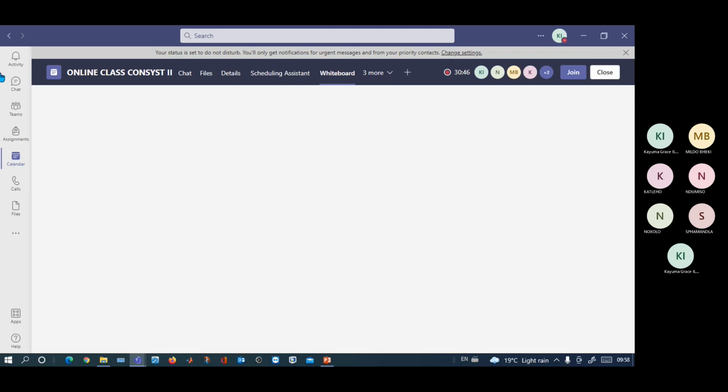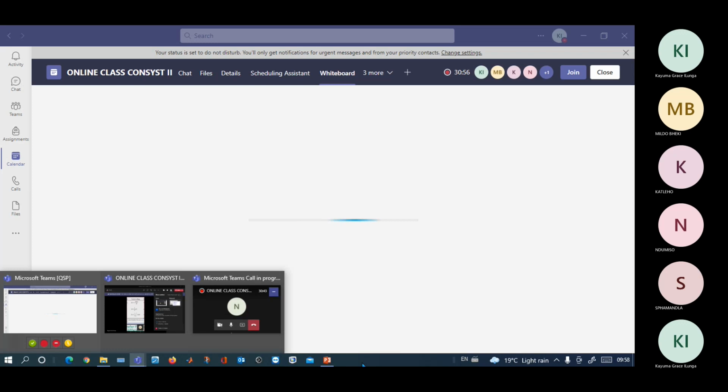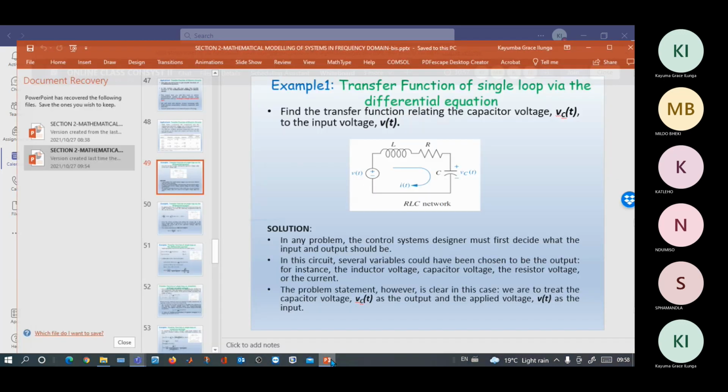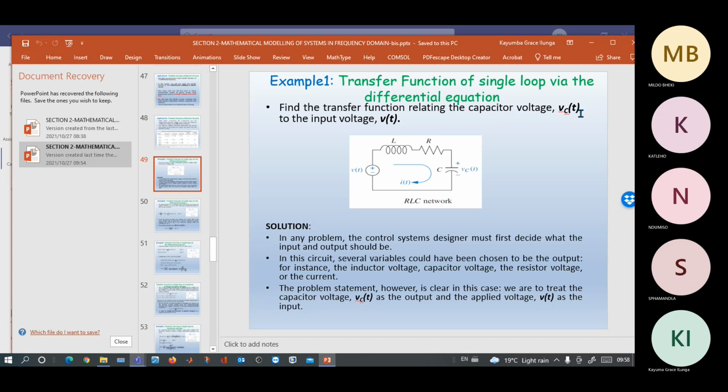So we have the problem which was given to us. Find the transfer function relating the capacitor voltage V_C(t) to the input voltage V(t). They've already specified for us the output and the input.